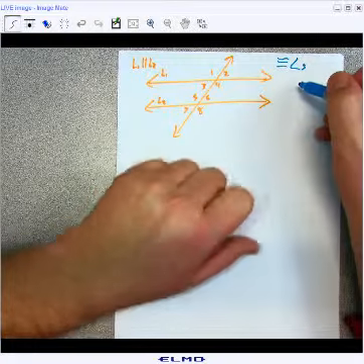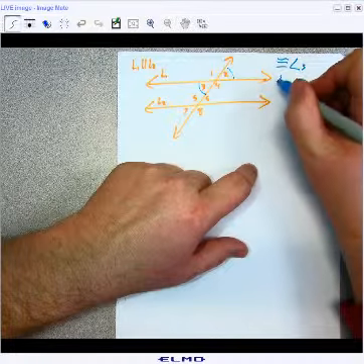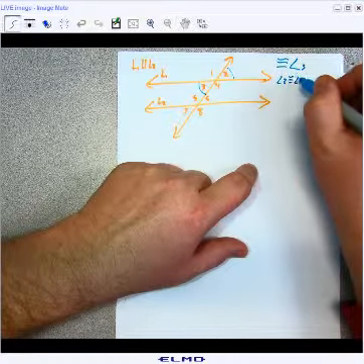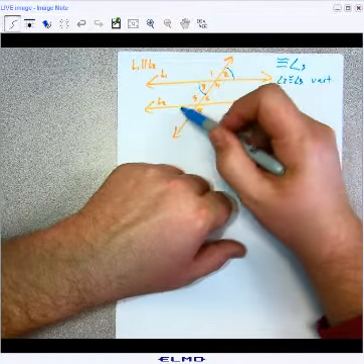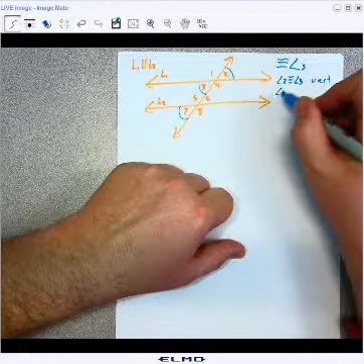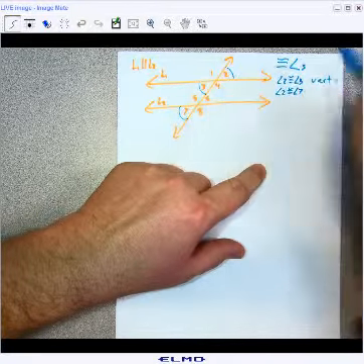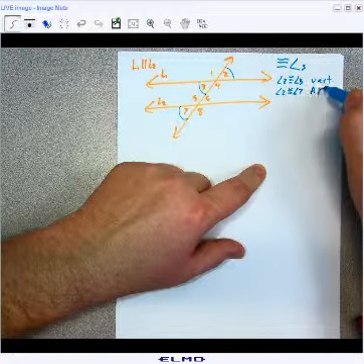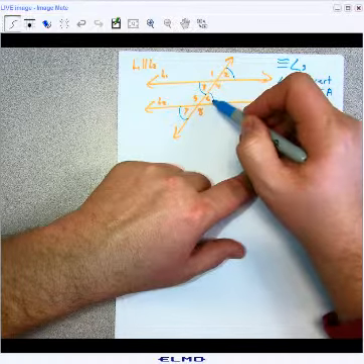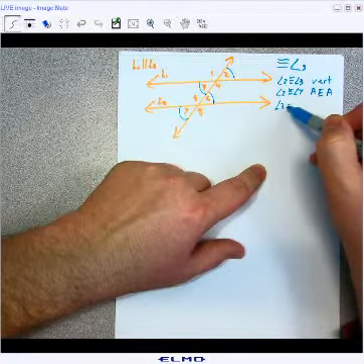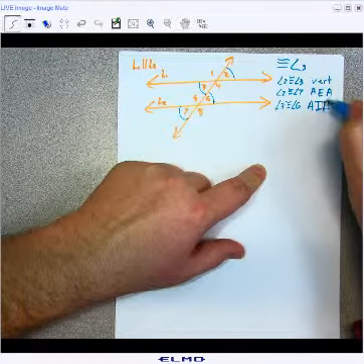Now, the list of congruent angles would be 2 and 3. Angle 2 is congruent to angle 3, and that's by vertical angles. If I have 2 and 7, angle 2 is congruent to angle 7. Those are on the outside but opposite sides of the transversal, so they're alternate exterior angles. Versus 3 and 6, angle 3 is congruent to angle 6 because those are alternate interior angles.